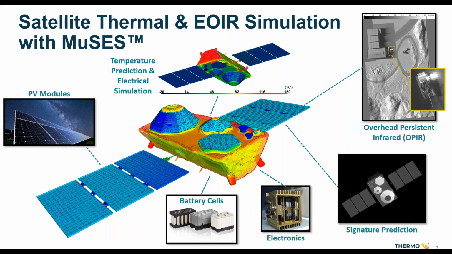This slide shows an overview of some of the different aspects of satellite simulation that can be accomplished with MuSES. We can incorporate solar panels and multi-cell battery packs, internal and external electronics. We can look at the signature of the satellite after we predict its temperature and perform electrical simulations at the same time in a coupled fashion. And finally, we can look at terrestrial scenes from an overhead perspective if we want, and generate images of ground-based scenes from a satellite perspective.